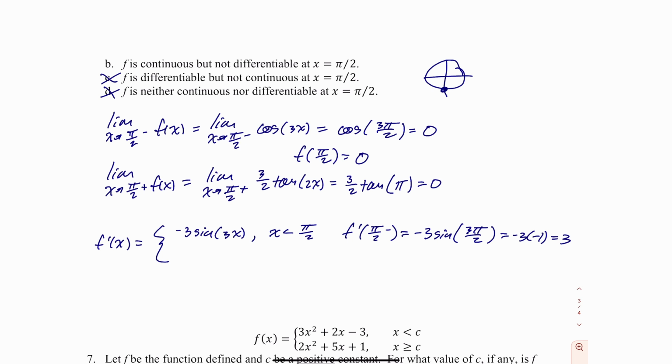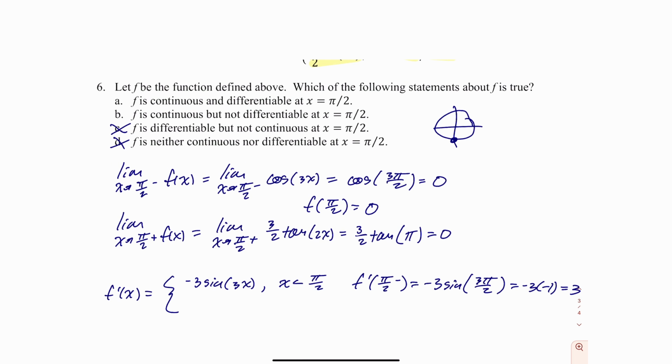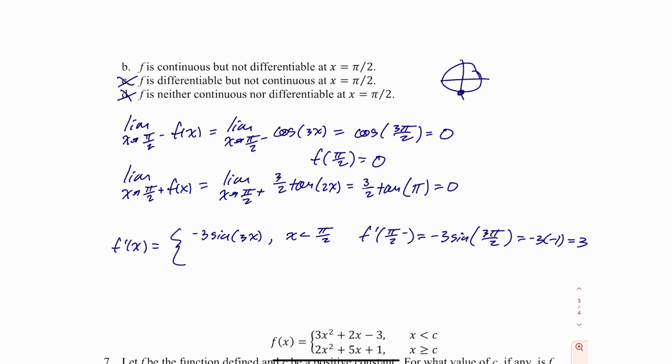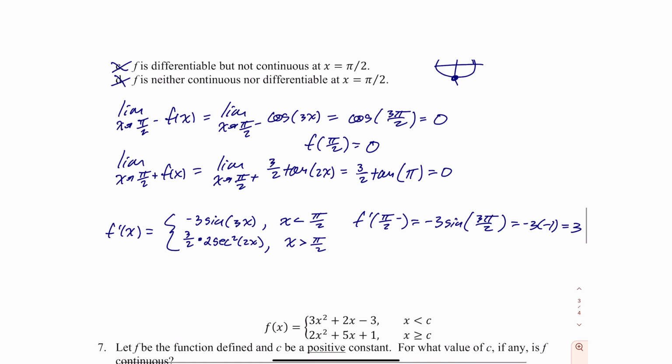All right, let's find the derivative of 3/2 tan of 2x. So that'll be 3/2, the derivative of tan of 2x is going to be 2 secant squared of 2x. That'll be for x greater than pi over 2. So I'm dropping the equals because I don't know if the derivative exists. And if the limit from the left and the right both exist and are the same, I will then add in the equals. So let's do f prime of pi over 2 from the right, which will be 3 because 3/2 and 2.